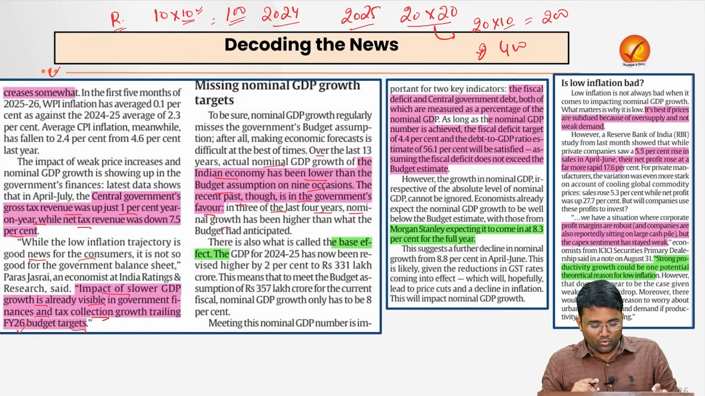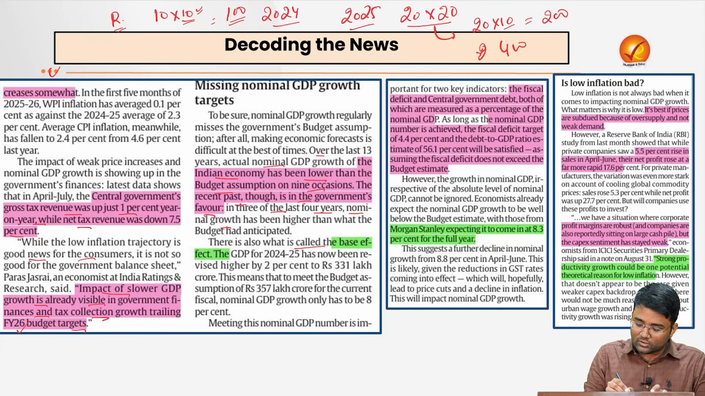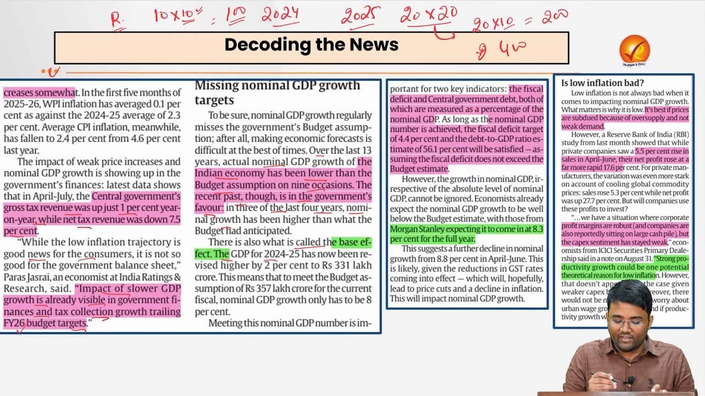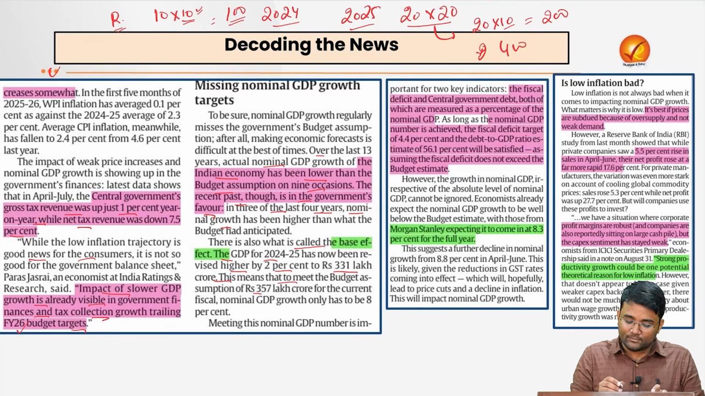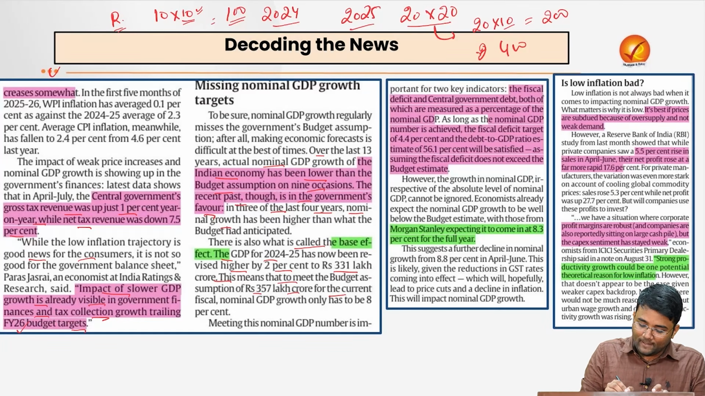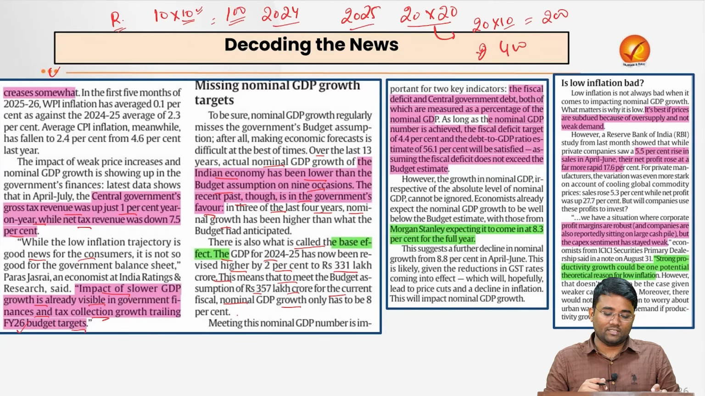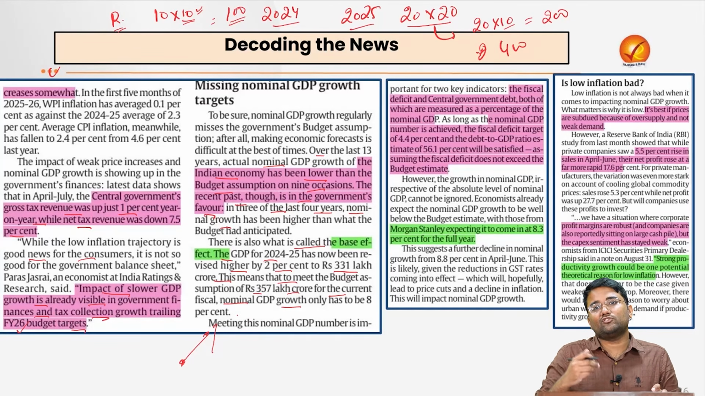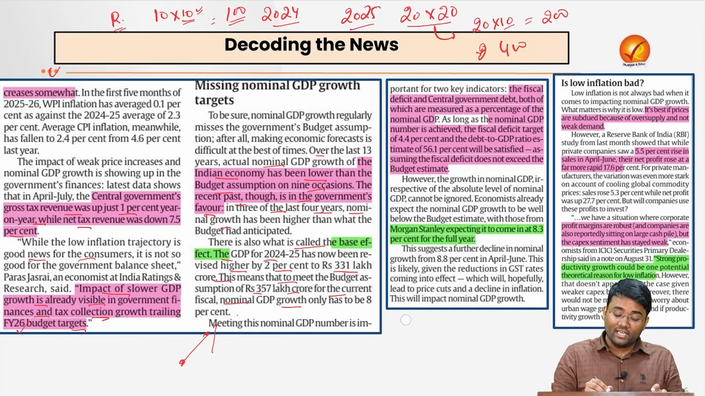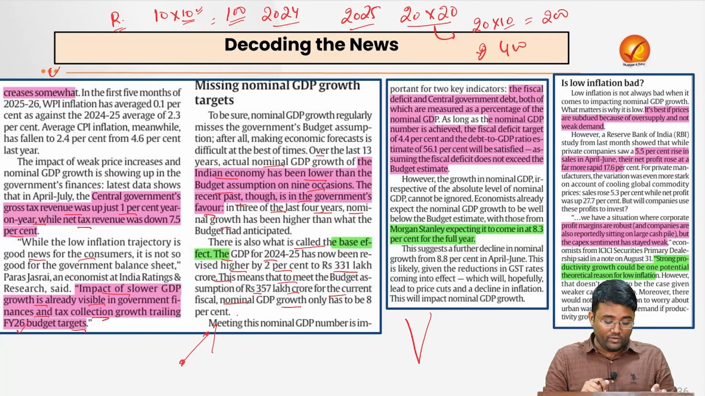that started after COVID-19. There is also what is called the base effect. The GDP for 24-25 has now been revised higher by 2% to 331 lakh crore. This means that to meet the budget assumption of 357 lakh crore for the current financial year, the nominal GDP only has to grow 8%. If the last figure was much less, then even if we grow moderately, our figures will be much higher. This is the case of base effect, which was also witnessed in the V-shaped recovery after COVID-19.